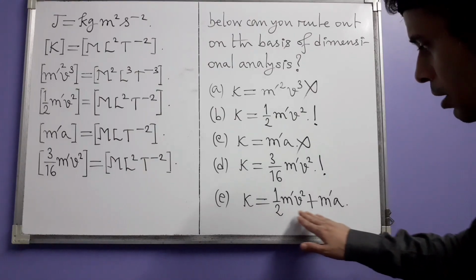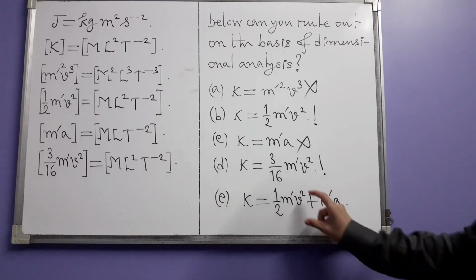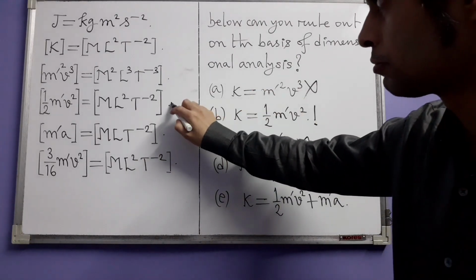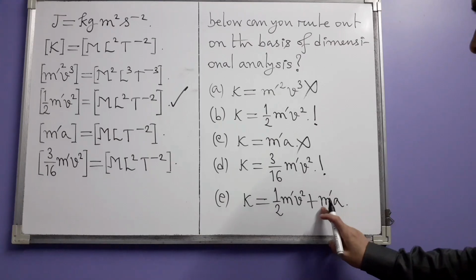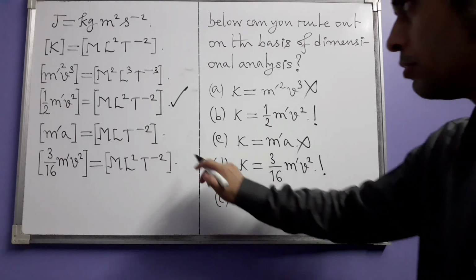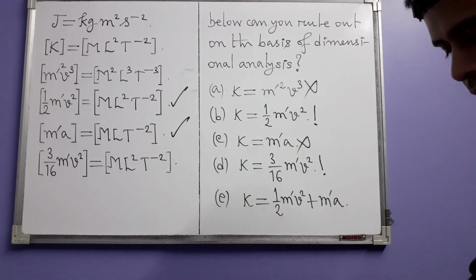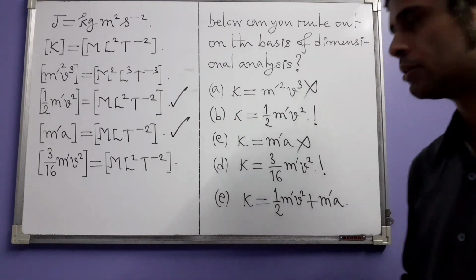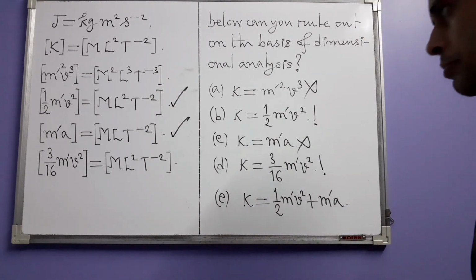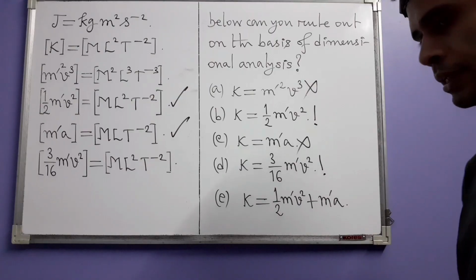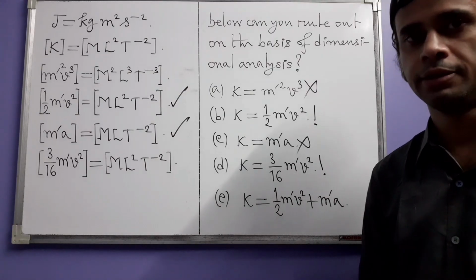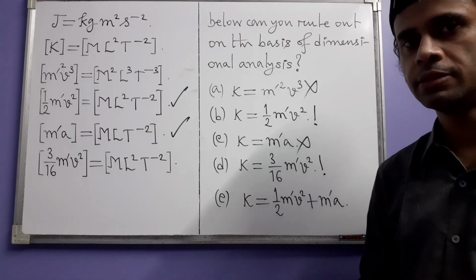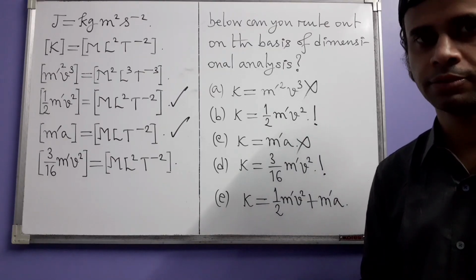And finally you have this equation. For this you already have the dimension, this one, and for m prime a you have this dimension. Now do you recall something from the previous video? We already discussed in that video that you cannot add or subtract physical quantities having different dimensions.